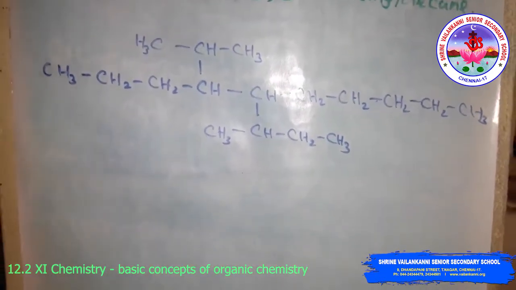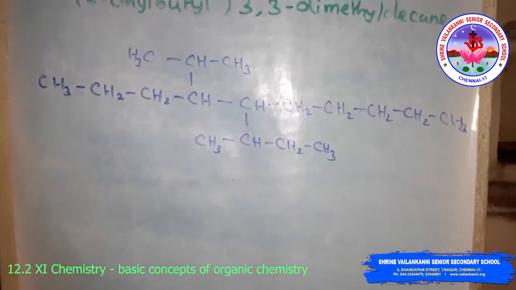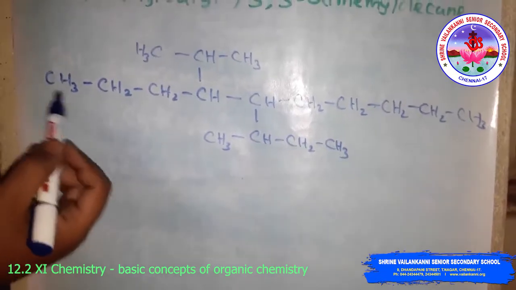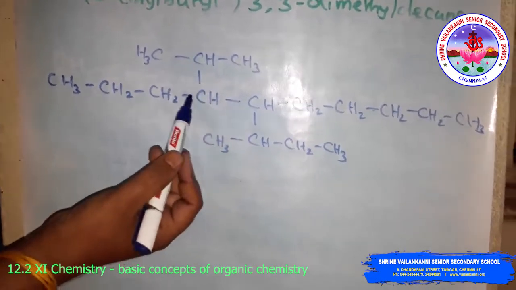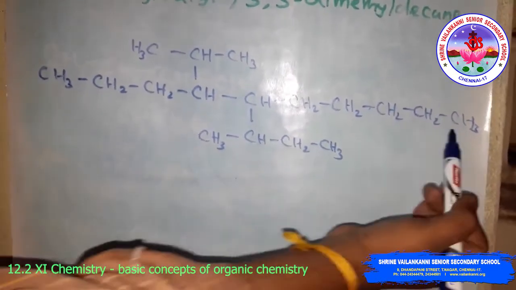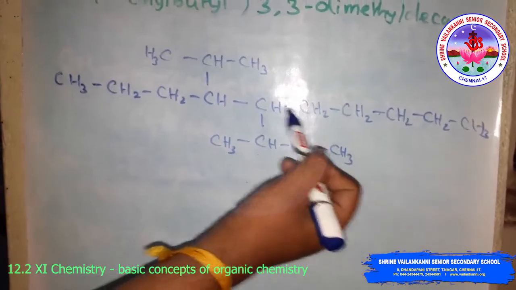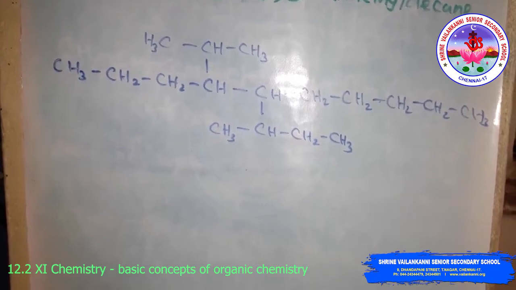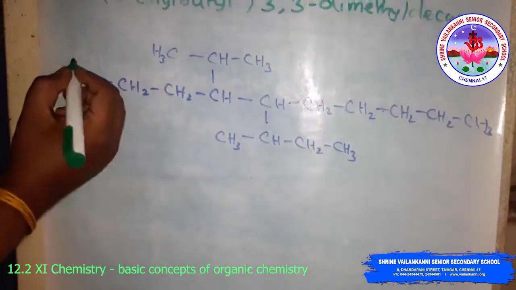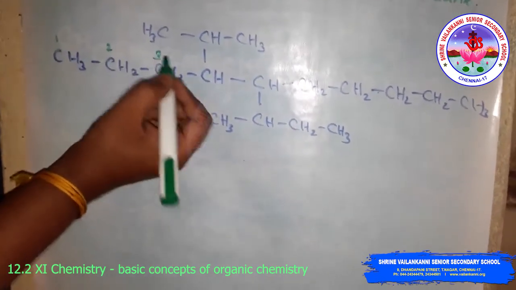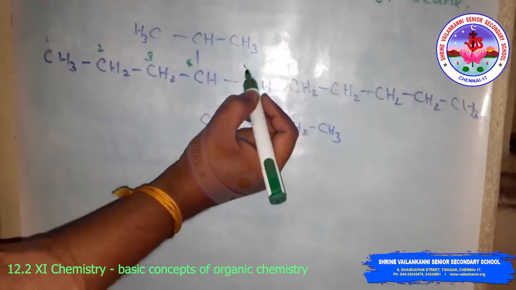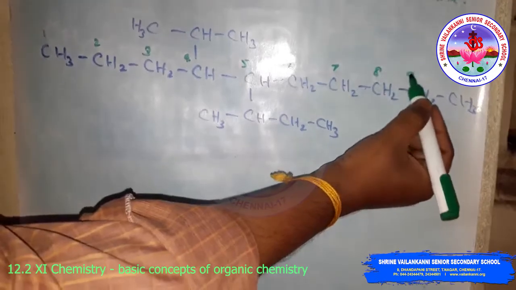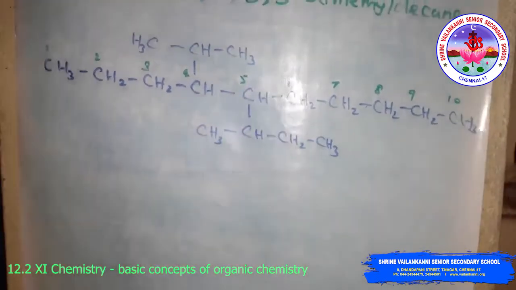See here, the same rule you have to follow. Then give the numbering. The lowest possible numbering is what? Here 1, 2, 3, 4. Count here 1, 2, 3, 4, 5, 6. So you have to give the numbering from left to right. So 1, 2, 3, 4, 5, 6, 7, 8, 9, 10.